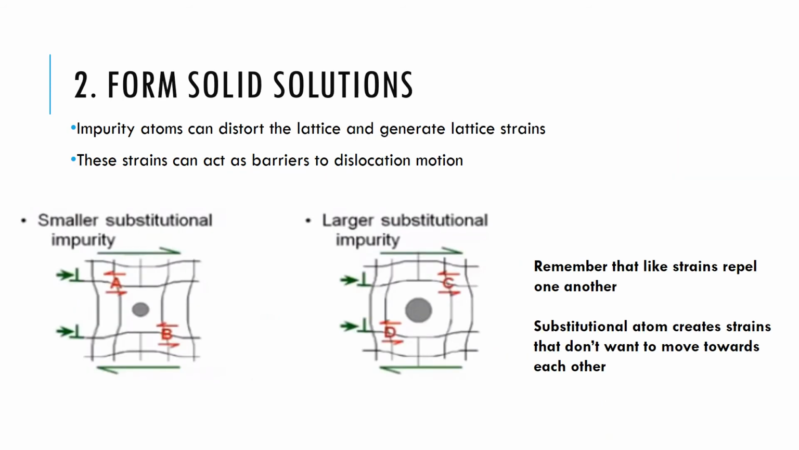We can also form solid solutions. So we can add impurity atoms with the aim of strengthening a metal. And these impurity atoms themselves cause some kind of distortion in the lattice. They do create lattice strains, but it's these strains themselves added by these impurity atoms that can act as barriers to dislocation motion.